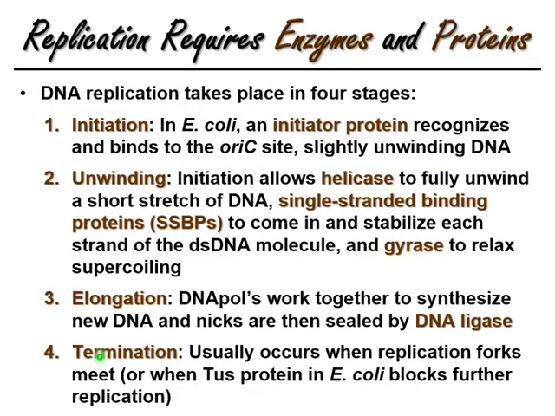And so finally, when I say the last step, I meant the last step in the process, right? So termination usually occurs when replication forks meet. And so then everything falls off and DNA ligase can come in and seal up those nicks. So I should say, I might be confusing here. So elongation, DNA ligase, then termination, where everything just dissociates, everything falls apart.